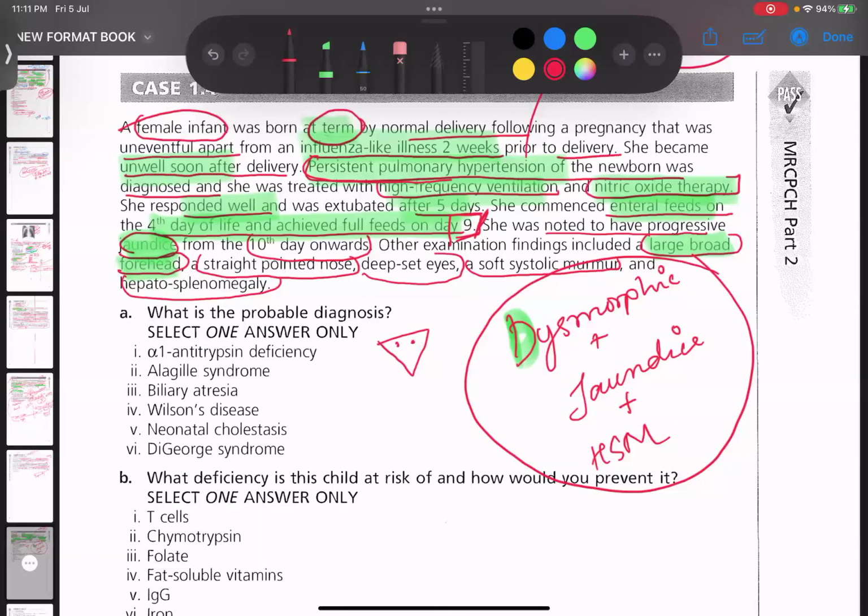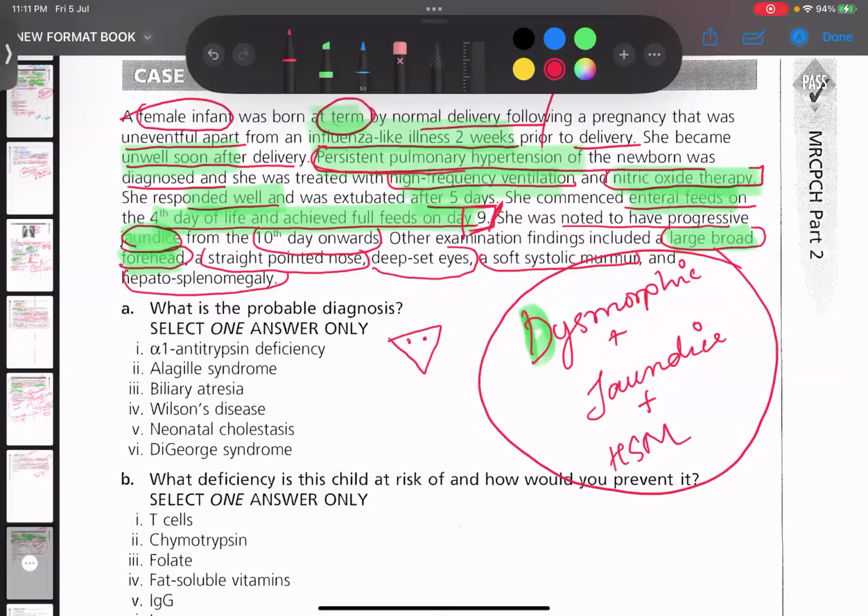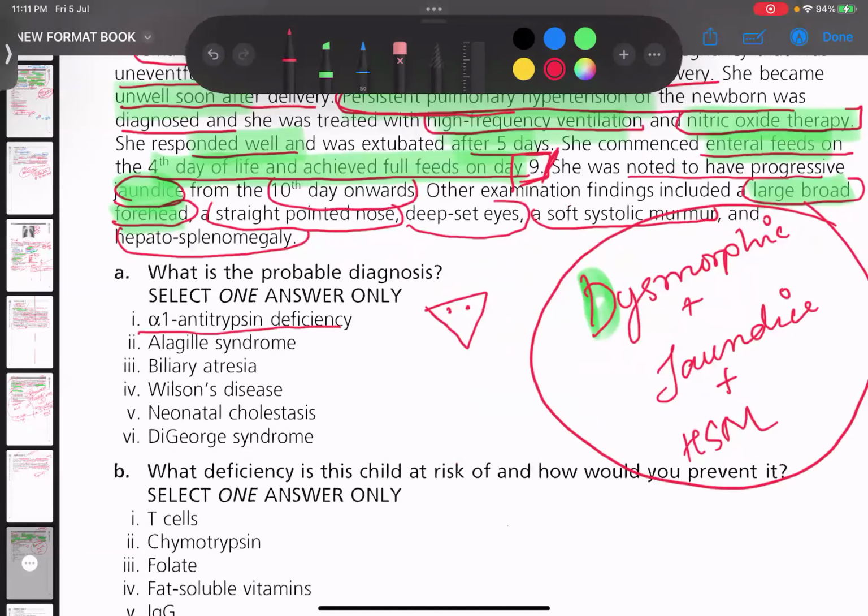So why are we considering Alagille syndrome? Because of the facial features, dysmorphic facial features. Okay, so we'll go one by one. So why not alpha-1 antitrypsin deficiency?